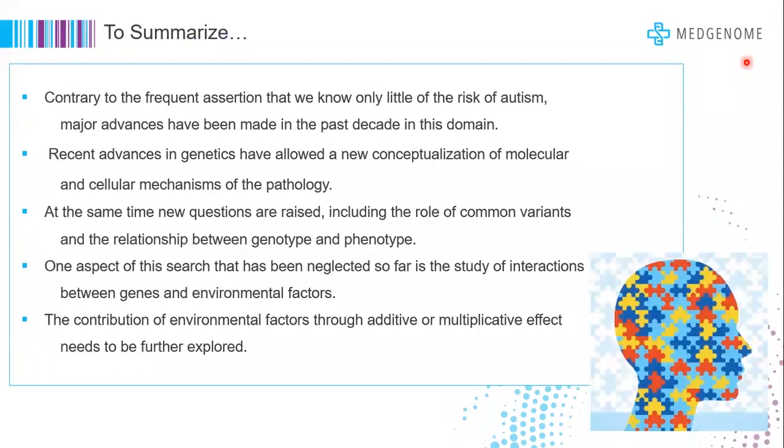So just to summarize, in spite of so much literature, till date we are not able to have a very clear-cut genetic diagnosis for kids with autism. We know very little about the risk, but there have been major advances and these are increasing day by day. The more testing is done, the more the genes involved in the pathology of autism are being picked up, new questions are being raised, and new diagnoses are being made. Based on this, we can have more research on gene-environment correlation and gene-gene interaction, and the contribution of environmental factors, how additive or multiplicative their effect is on these kids, needs to be further explored.